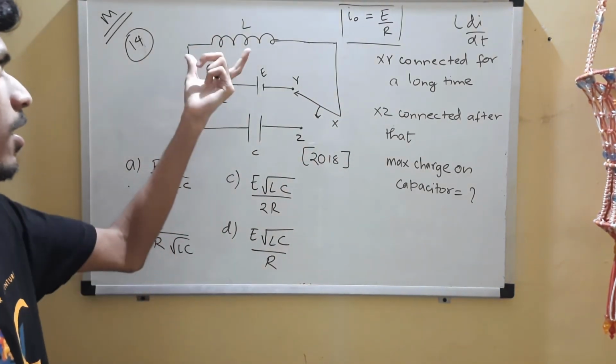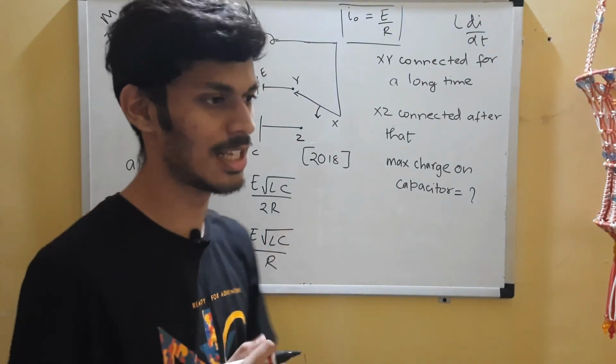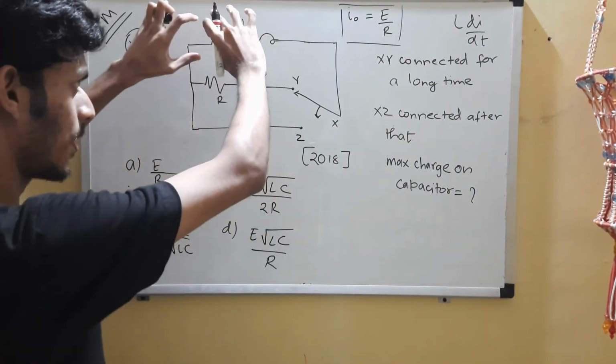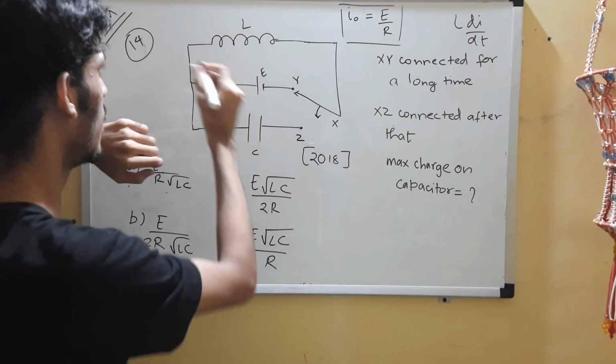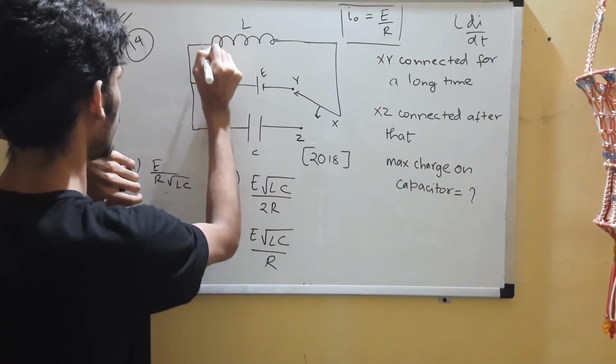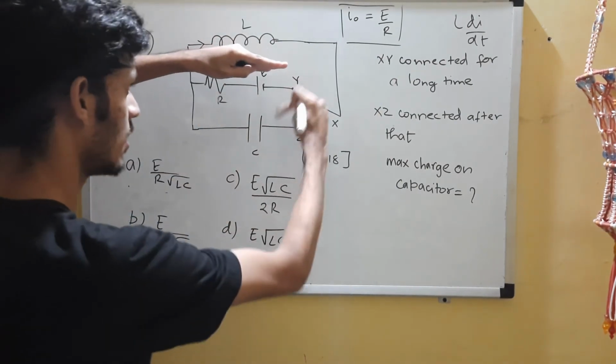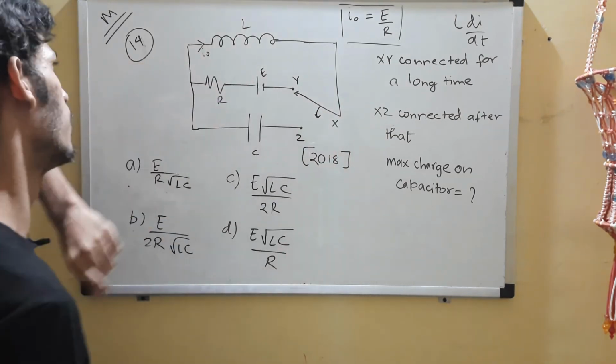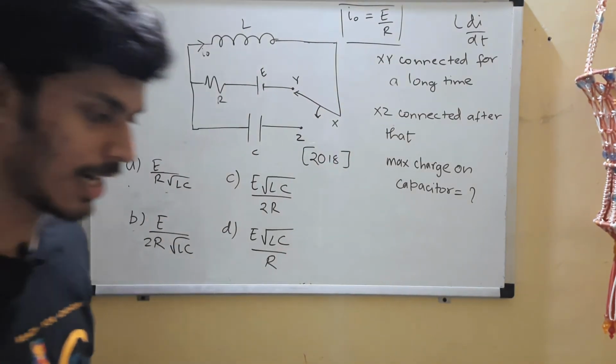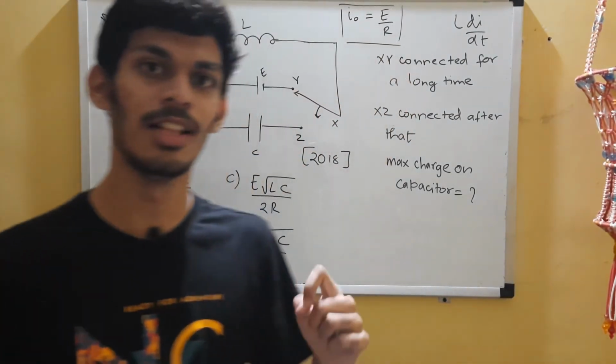What will happen? The first step in this LC oscillation is that first the current is steady over here, right? Some current I0 is flowing. When we connect this after a long time, I0 is flowing in that inductor, right? Now that current will start to decay.